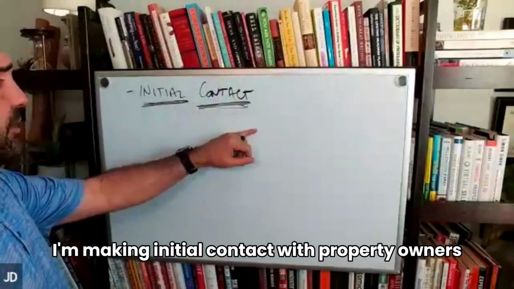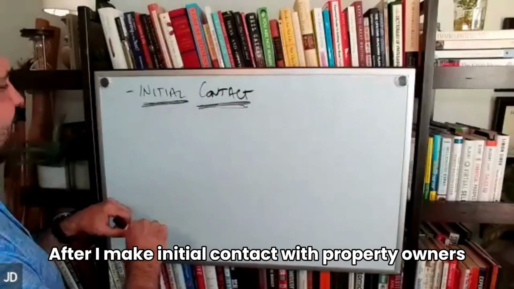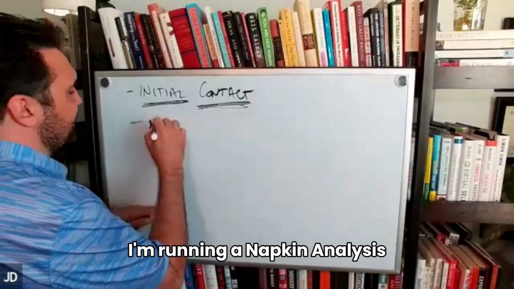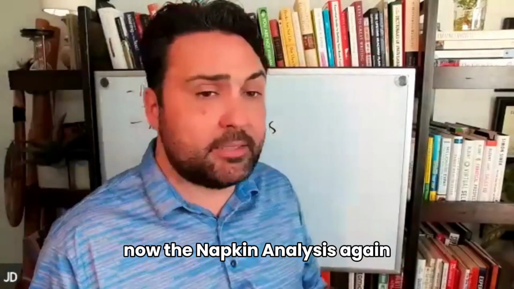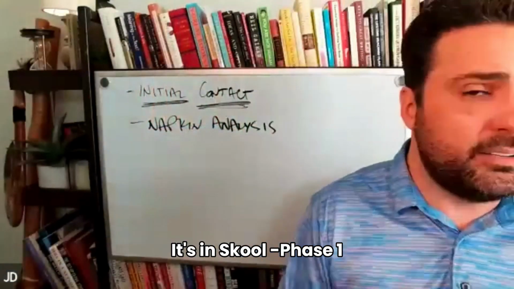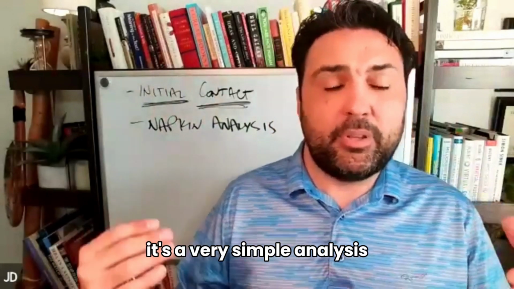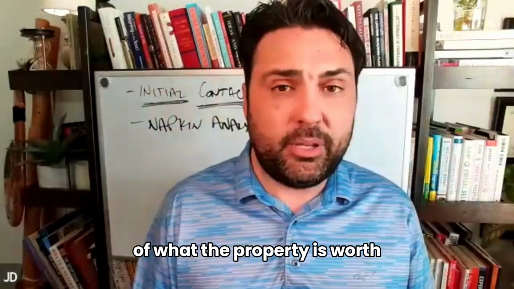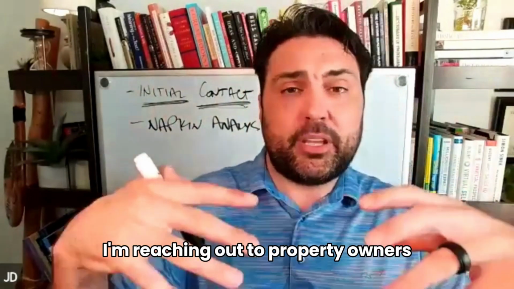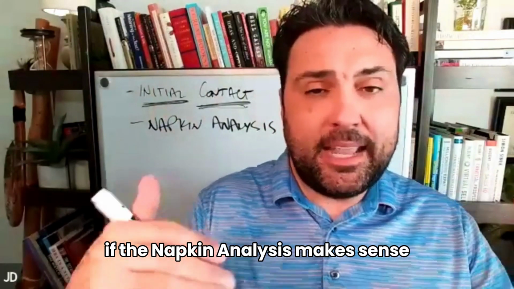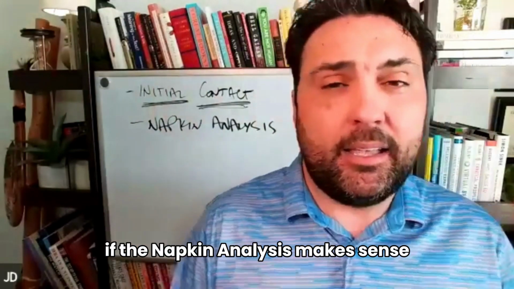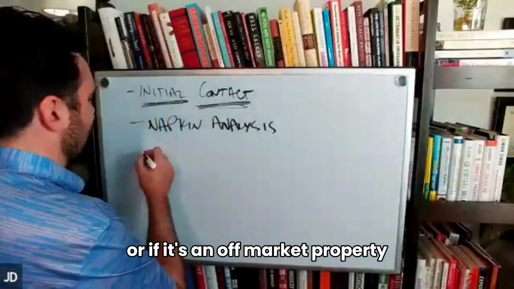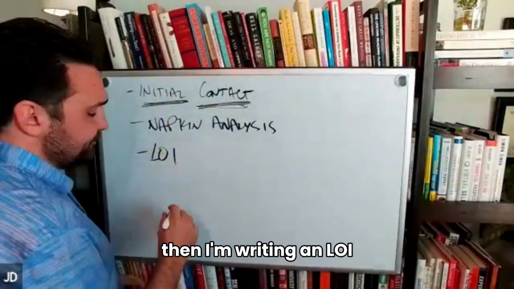So I'm making initial contact with property owners. After I make initial contact with property owners, I'm running a napkin analysis. Now, the napkin analysis, again, it's in phase one. It's a very simple analysis of what the property is worth, okay? I'm reaching out to property owners, I'm running a napkin analysis. If the napkin analysis makes sense, or if it's an off-market property, then I'm writing an LOI.